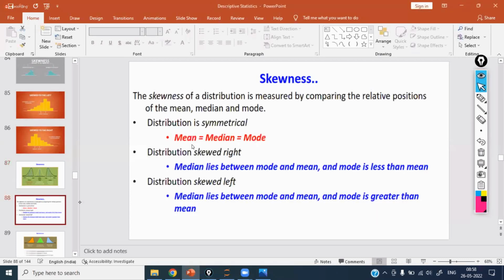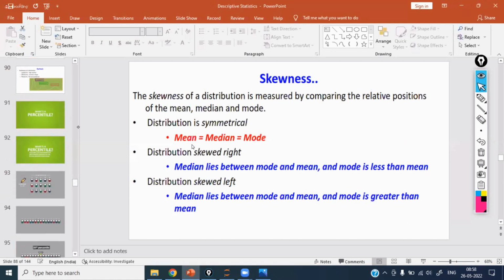The same thing I have written here. If the distribution is symmetrical, mean is equal to median is equal to mode. If the distribution is right skewed, the median is going to lie between mode and mean, and the mode is going to be less than the mean value. If it is left skewed, the median lies between mode and mean, and the mode is going to be greater than the mean.